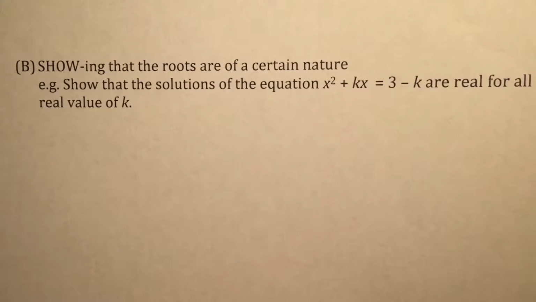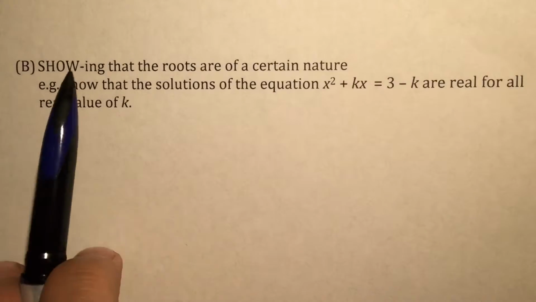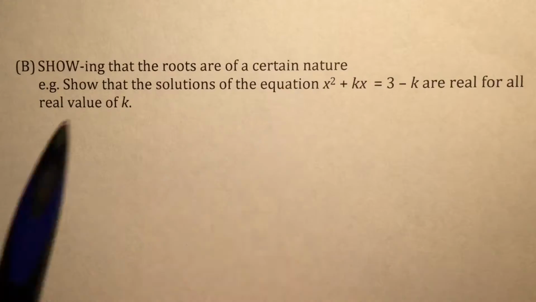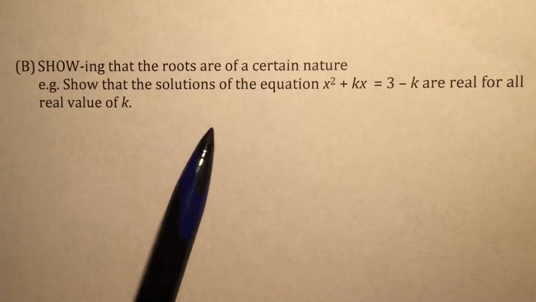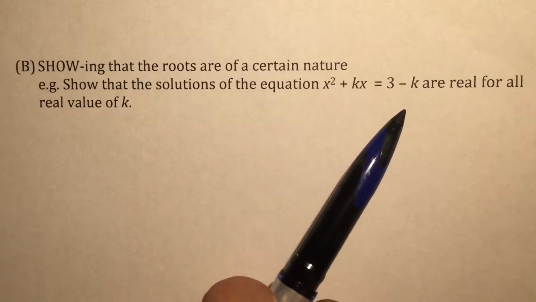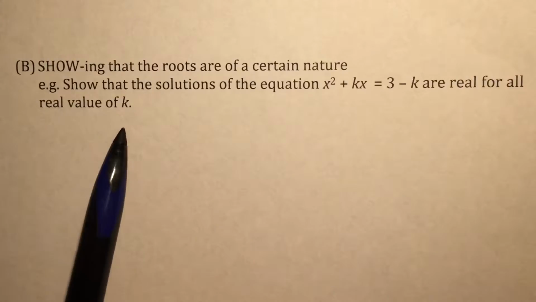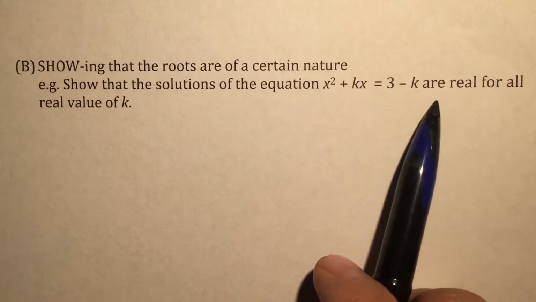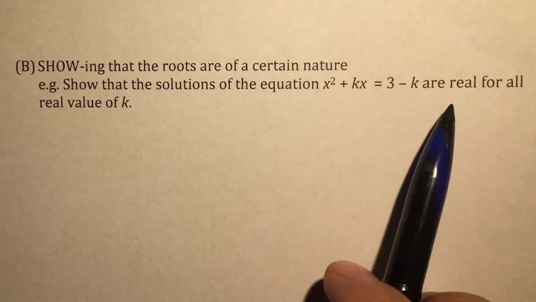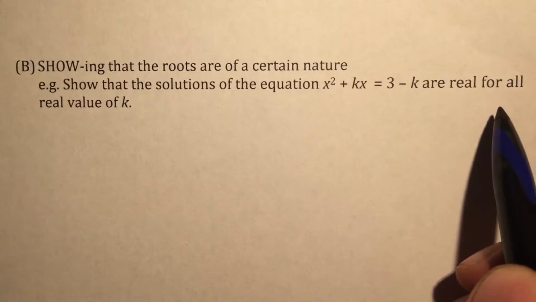Now, another type of question that involves discriminant and nature of roots could be that you are supposed to show that the roots are of a certain nature, alright? So we have an example here. Show that the solutions of the equation x squared plus kx equals 3 minus k are real for all real values of k. So in this case, you're supposed to show that the roots are real roots, which means that eventually you have to show that D is greater than or equal to 0.